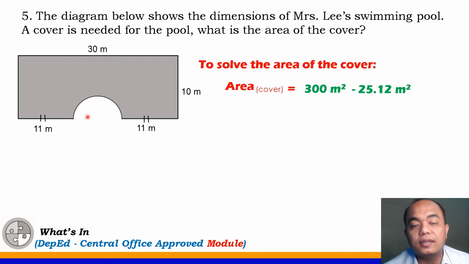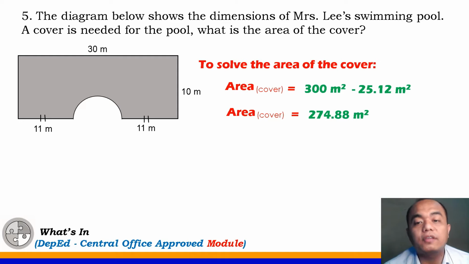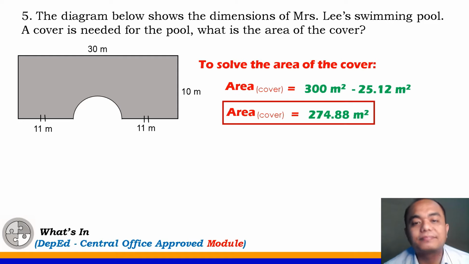Nag-overlap kasi, class, no? Yung semicircle, nag-overlap siya sa ating rectangle. That's why we will subtract. So, 300 minus 25.12 will give you 274.88 square meters. Okay? So, this is now your final answer. This is now the area of the pool that needs to be covered.